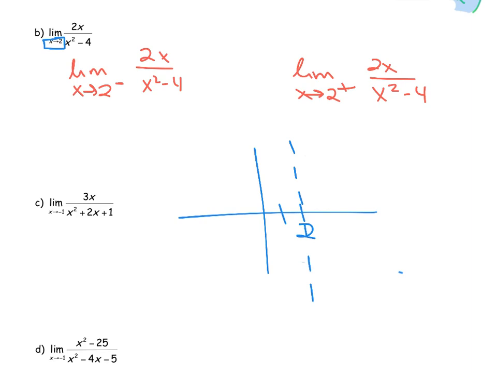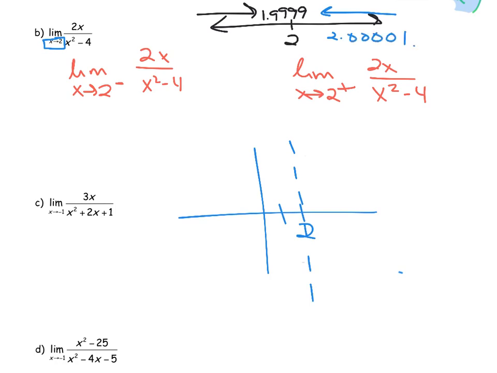Okay, now, if you guys think about your number line here, so here's 2. If I'm approaching 2 from the left, I'm looking at a number at like 1.99999, right? If I'm approaching 2 from the right, I'm looking at a number at like 2.00001, right? So that's what you need to keep in mind here. From the left, we're looking at like 1.99999. From the right, we're looking at like 2.00001.